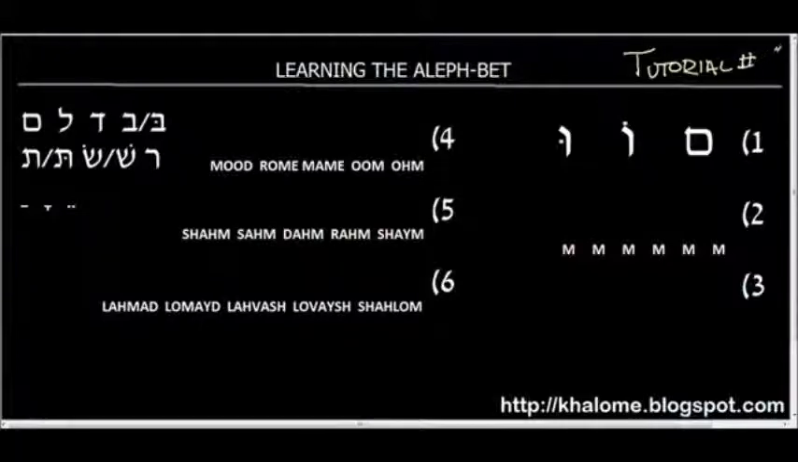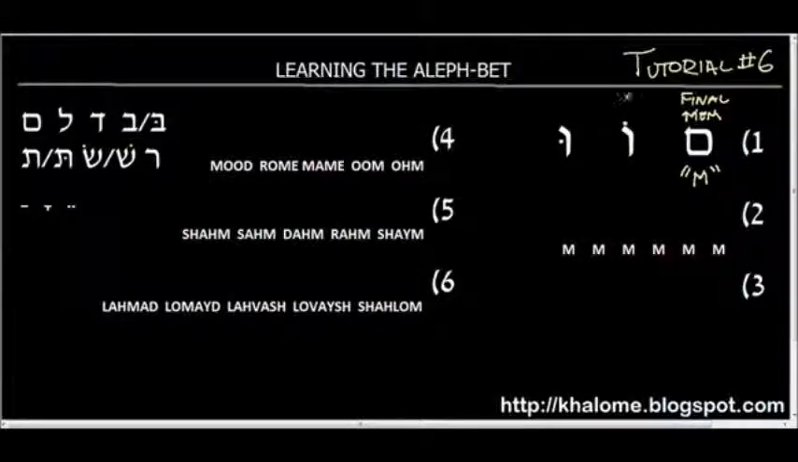So in other words, when mem appears at the end of a word, we're going to use a final form, which we're looking at right here. So we're in tutorial 6, if I didn't already say that. This first letter is going to be our final mem. Anywhere where we use the equivalent of the English M, that's the pronunciation this will get, at the end of a word, we'll use this final form.